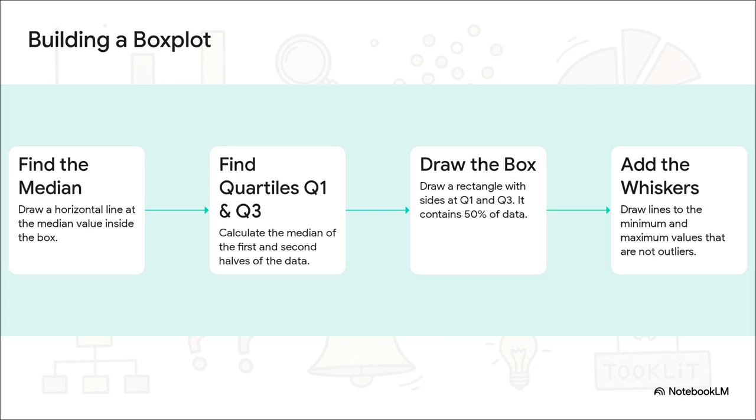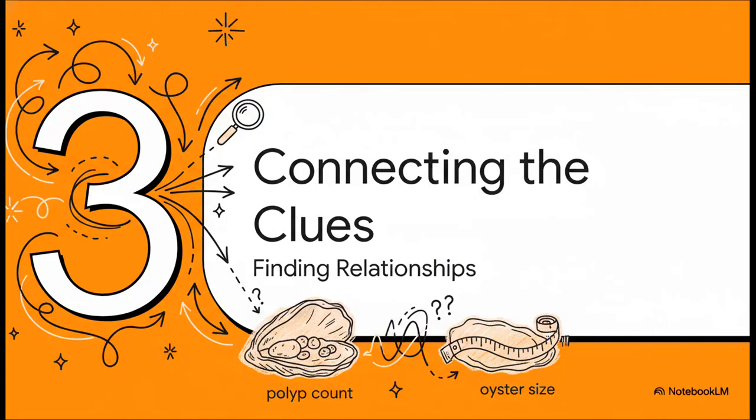It's called a boxplot. It was invented by a genius statistician named John Tukey. That box in the middle literally shows you where the middle 50% of all your data is hiding. It's such a brilliant at-a-glance summary of everything. Okay, so up to now, we've been looking at one thing at a time. But this is where the real detective work kicks in, when you start looking for connections between the clues. Like, is there a link between how big an oyster is and how many jellyfish it has? That's what this next set of tools is all about.